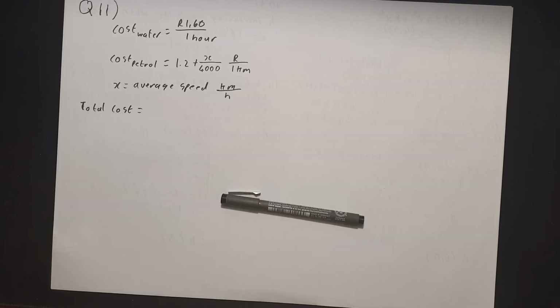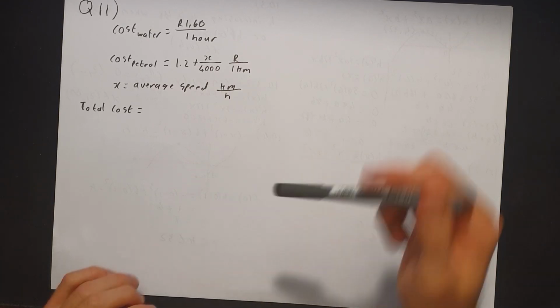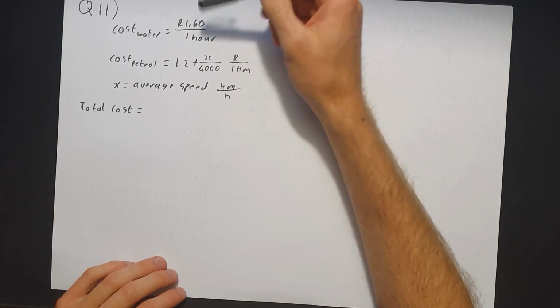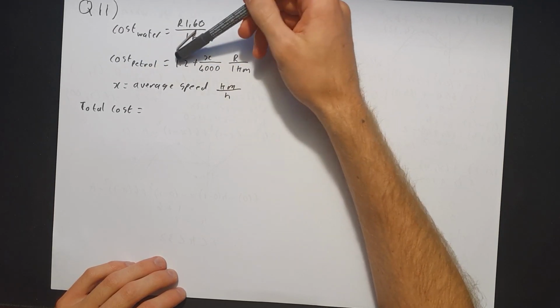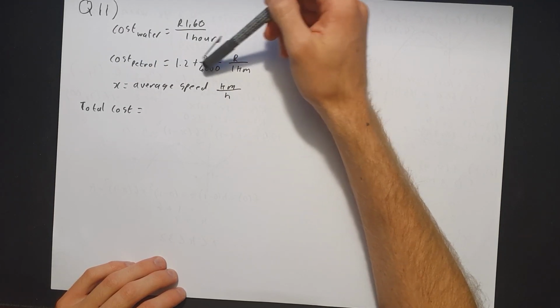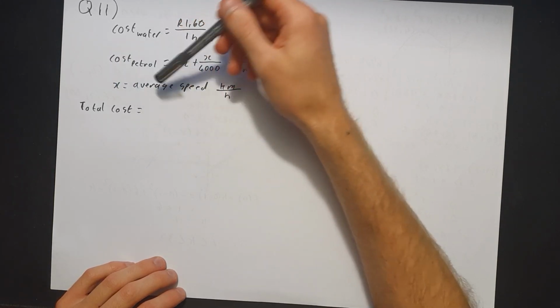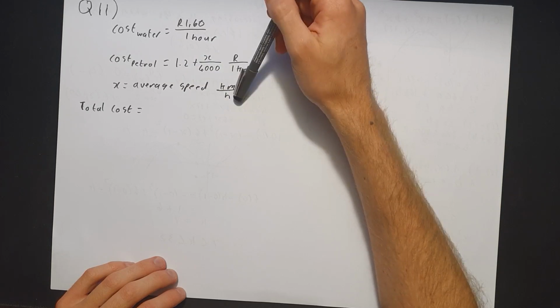Okay, so obviously if you go too quickly, then your fuel price is going to be too high. If you go too slow, then you're going to pay more for the water. So we have to optimize the situation. So let's have a look here. They've told us cost of water is R1.60 per hour. They've told us the cost of petrol is 1.2 plus x over 4,000 rands per 1 kilometer. And then they've said that the average speed is measured in kilometers per hour.